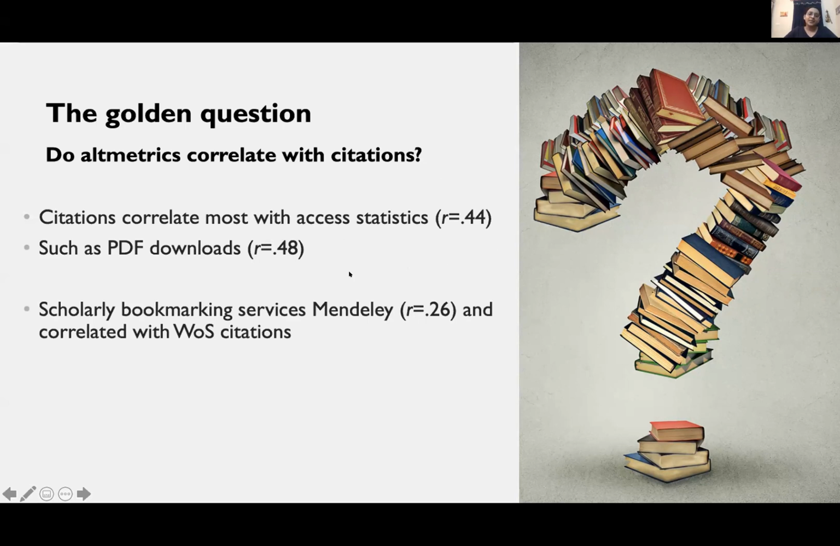So if a URL is clicked, or if there are PDF downloads or HTML clicks or XML clicks, then those are correlating better with citations. And of course, bookmarking with various service providers like Mendeley, they correlate with Web of Science citations.